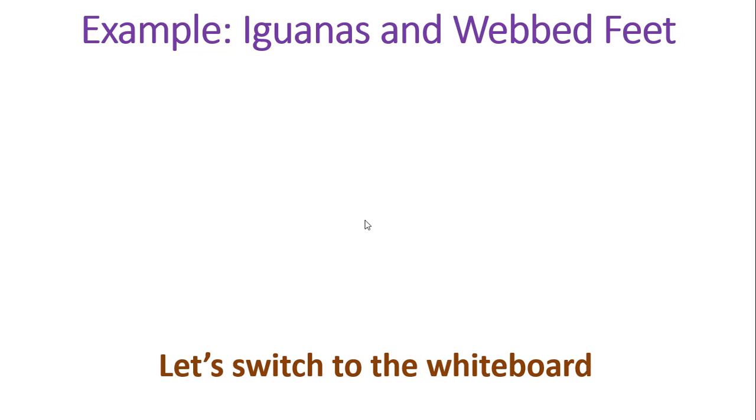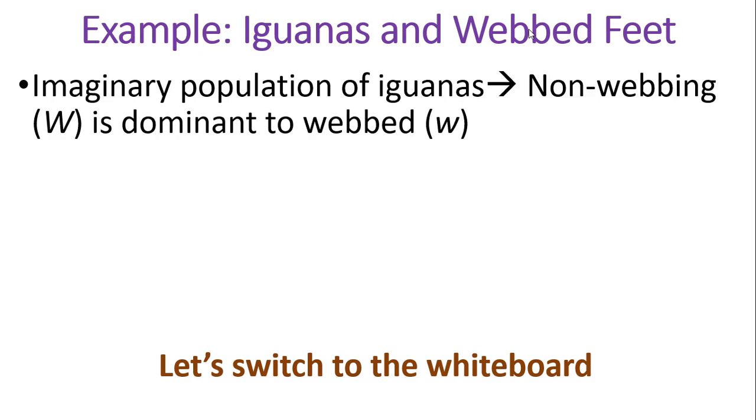But anyways, let's say we're looking at a population of iguanas and a particular trait and seeing if that trait is becoming more or less common in the population. Because if it is, that means that population is evolving. And so let's say we're looking at webbed versus non-webbed feet in iguanas. And so let's say non-webbing, having no extra membrane in between their toes, is dominant. So we'll represent that with a capital W, versus having webbed feet where you do have that extra membrane between your toes. Let's say that's recessive, and we'll represent that with a little w.